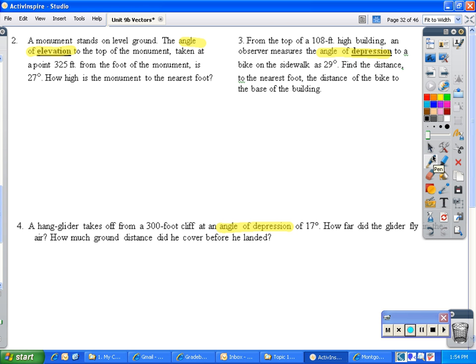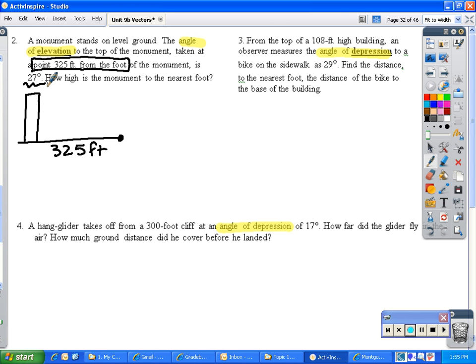A monument stands on level ground, and I don't care what the monument looks like. I'm just going to draw kind of a straight building. It stands on level ground, so here's the ground. The angle of elevation to the top of the monument, taken at a point 325 feet from the foot of the monument, is 27 degrees. It's a little wordy, but basically there's a point that's 325 feet from the bottom. So let me put the point here, 325 feet from the bottom. And there's an angle of elevation, elevation meaning to look up, to elevate. The angle of elevation is 27 degrees.